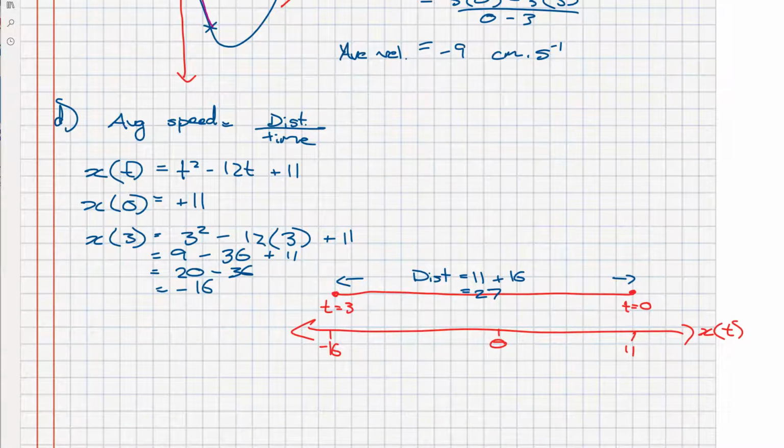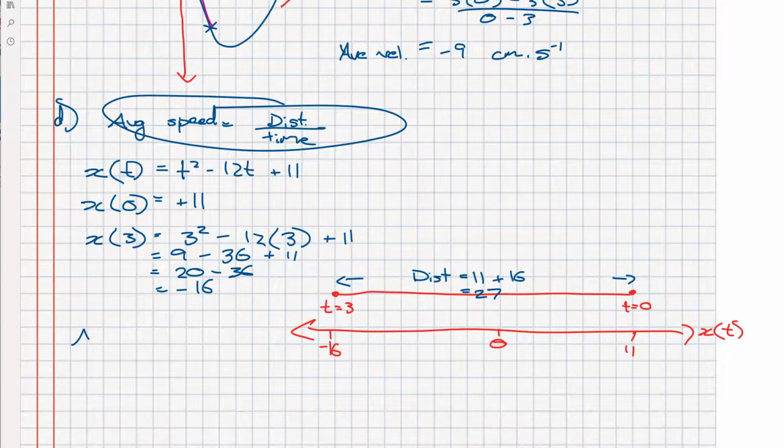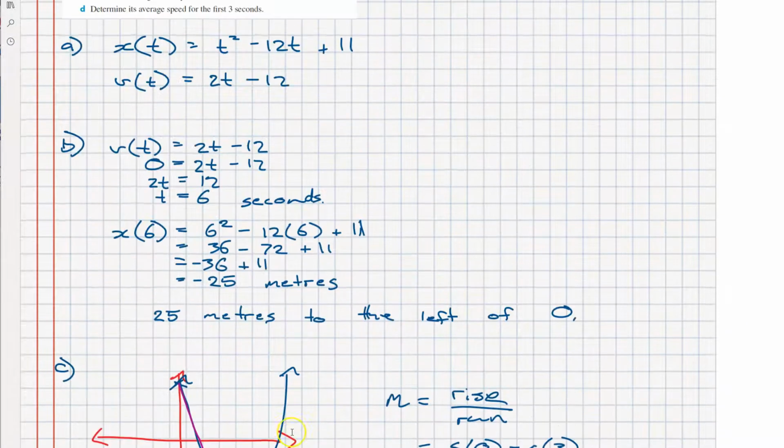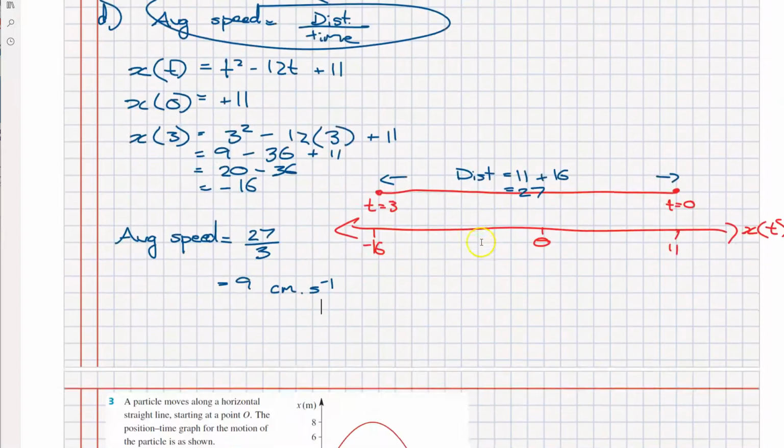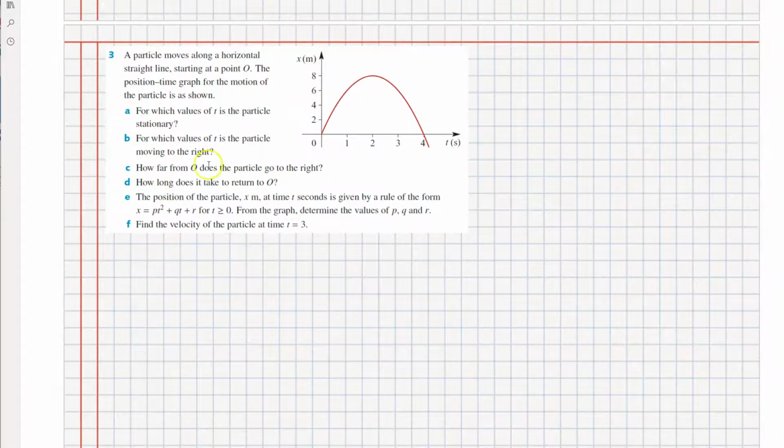And therefore, using this formula up here, the average speed is going to be 27 over 3 seconds, because we're starting at 0 and we're going to 3, and therefore it's going to come out as 9 centimeters per second. So that's how we do question 2. Not too hard, just a little bit vexing when we get to C and D. Now going down to question 3.